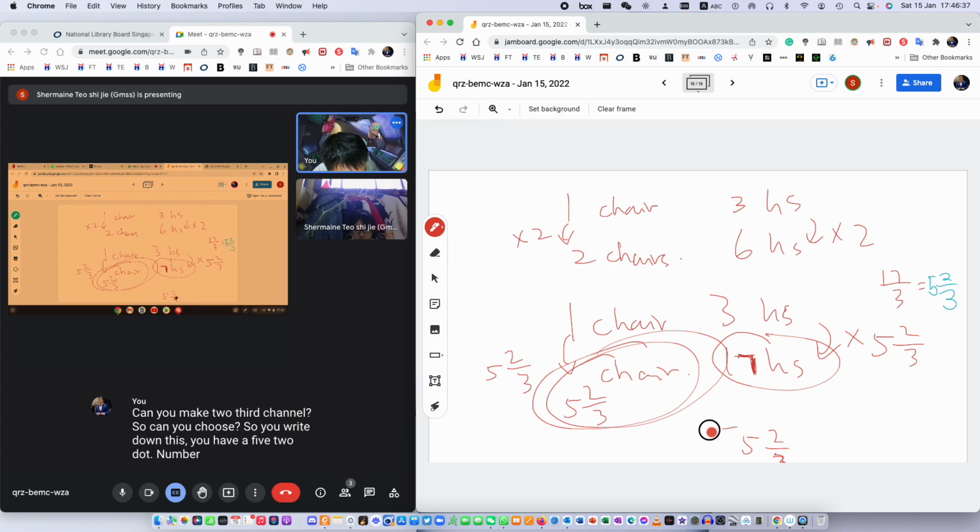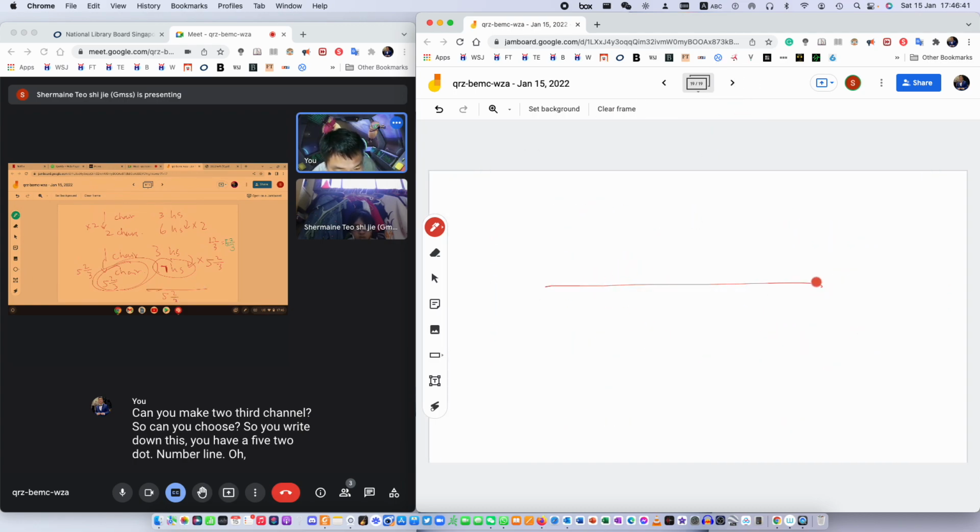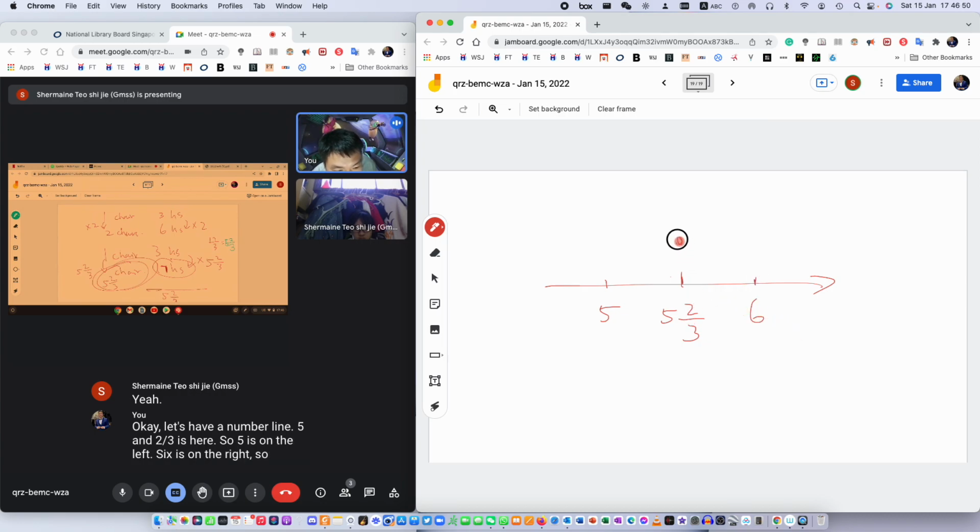Get yourself a number line. 5 and 2/3 is here. So 5 is on the left, 6 is on the right. So you can only make this. So it's a solid dot. So this is x equal to 5 and 2/3 in 17 hours.